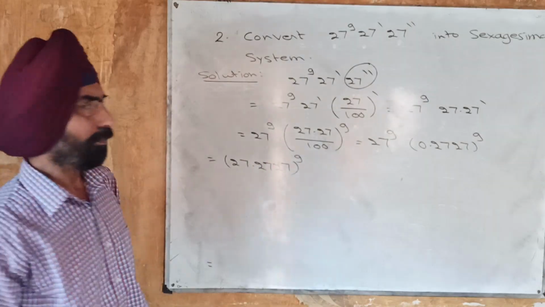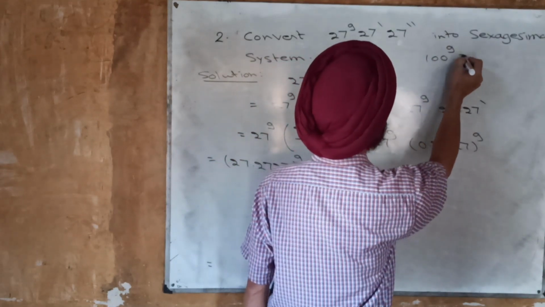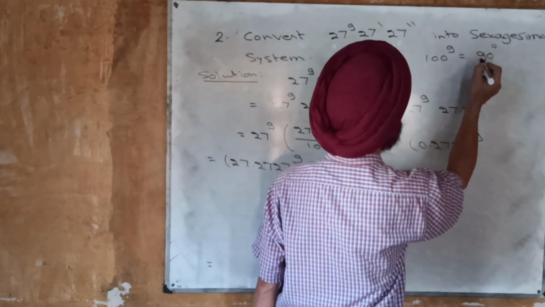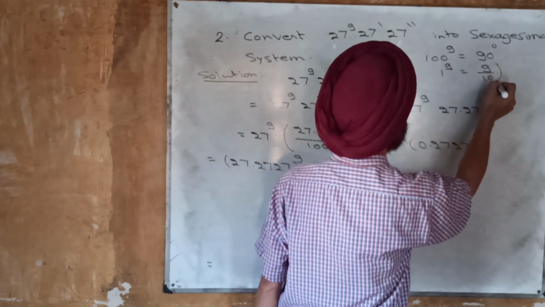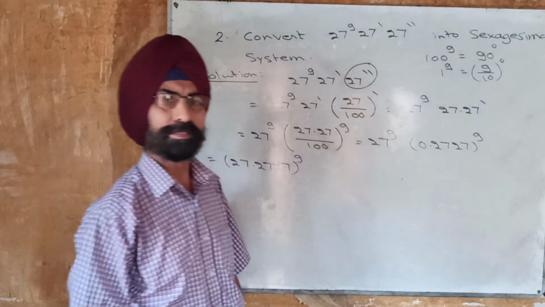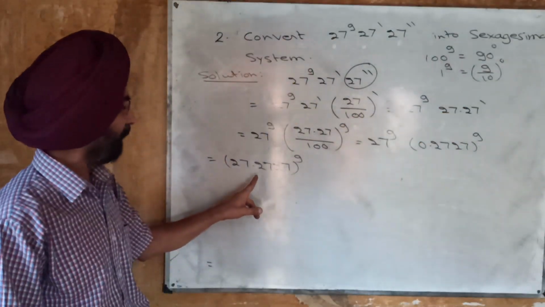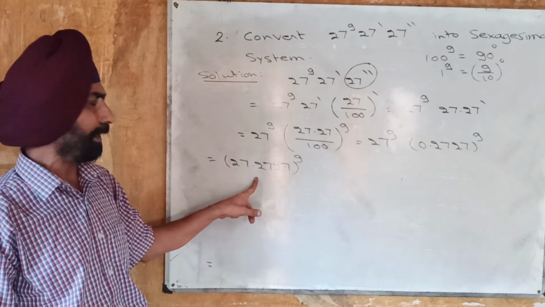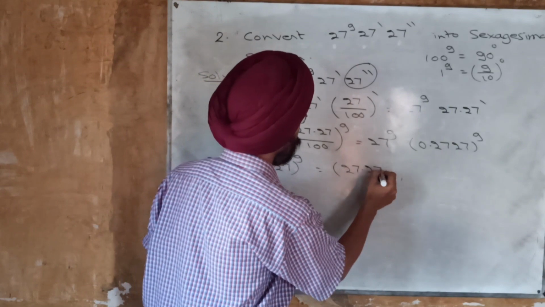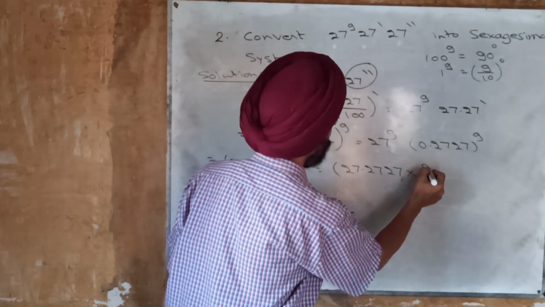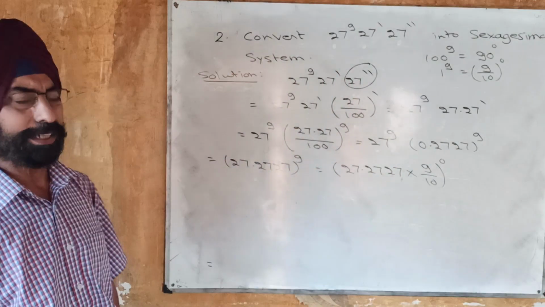And once again, we'll use the fact that 100 grades is equal to 90 degrees. So 1 grade is equal to 9 upon 10 degrees. So 1 grade is equal to these much degrees, and we are having 27.2727 grades. So these will be equal to 27.2727 multiplied by 9 upon 10, and now it will be converted into degrees.